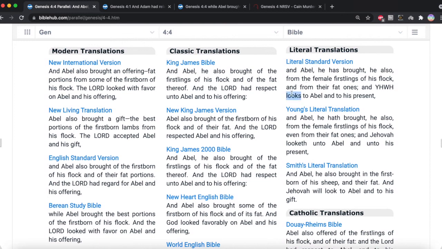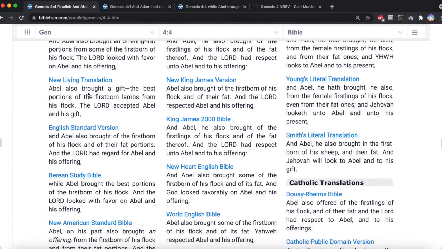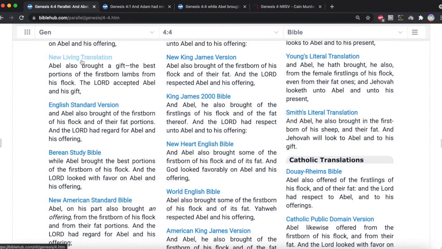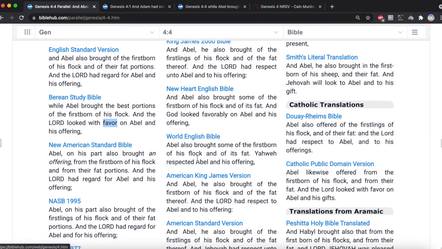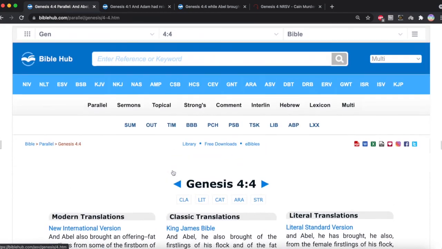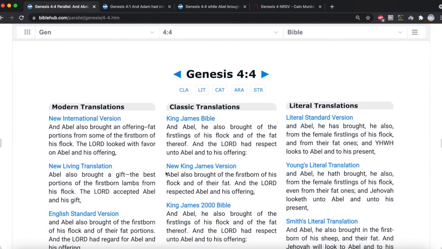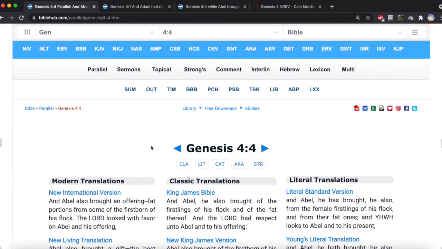The literal translations tend to be very literal. So now I might guess that the verb in the Hebrew is going to be as simple as look, instead of favor or regard or respect. And NLT has accepted, that God accepted the offering. More respect, more regard, more favor. You get the picture. Okay, so we've looked at all these different options in English.